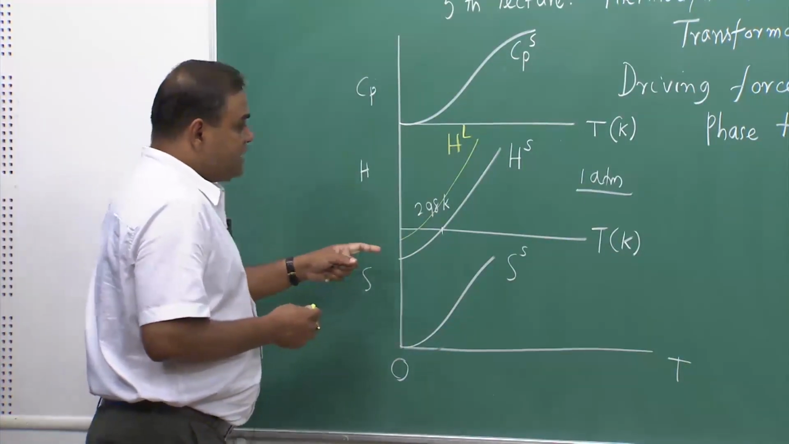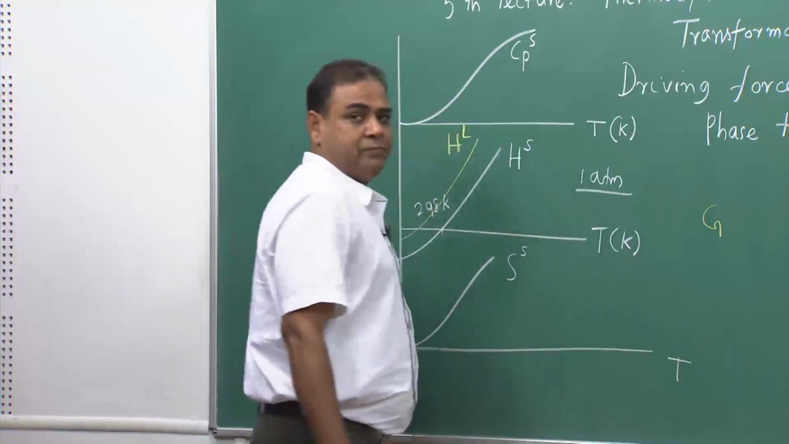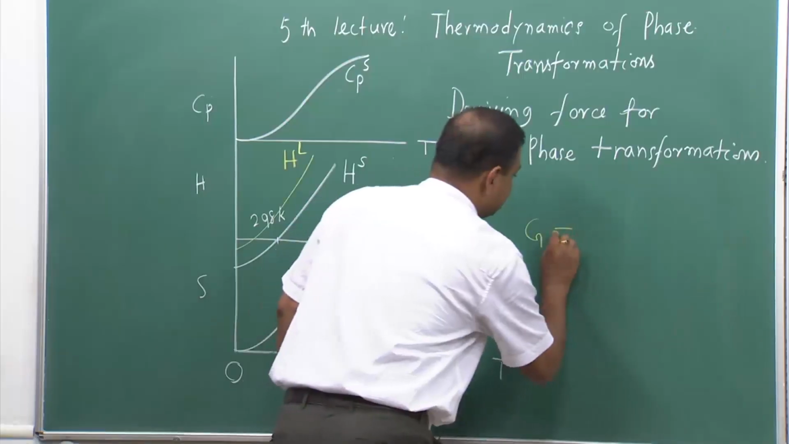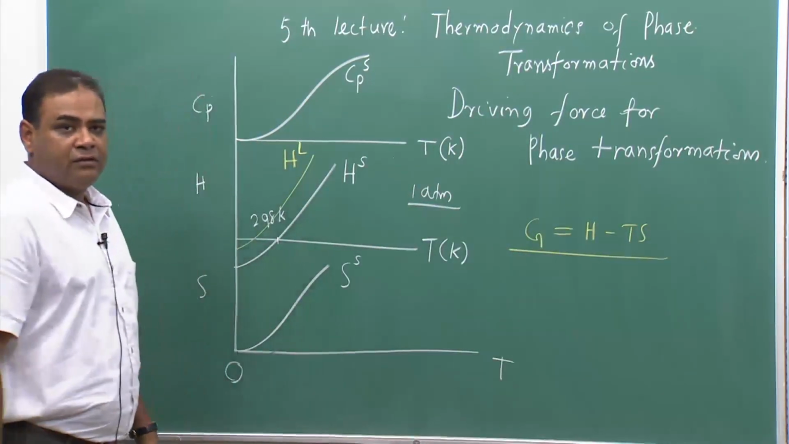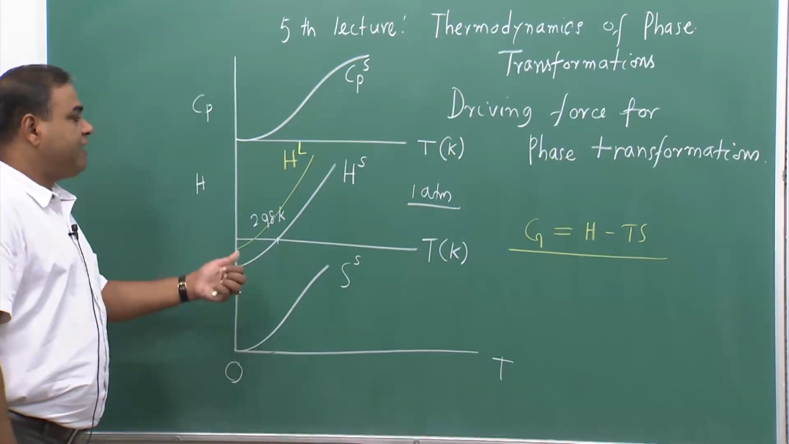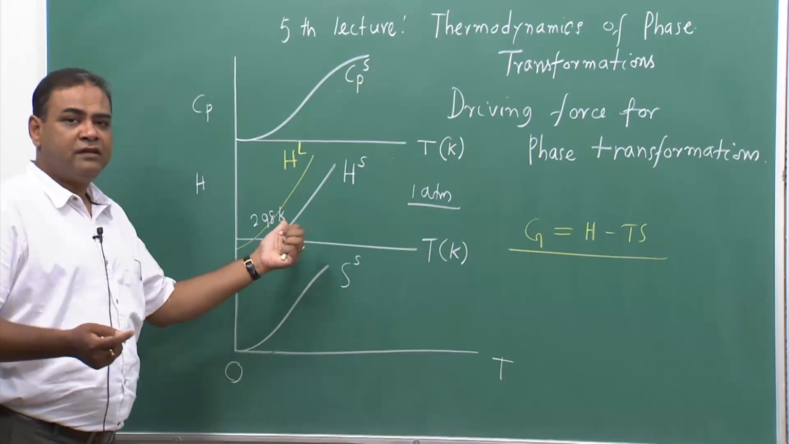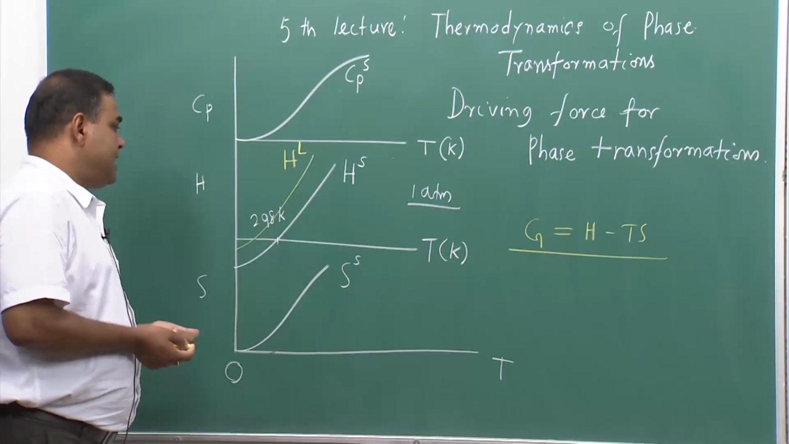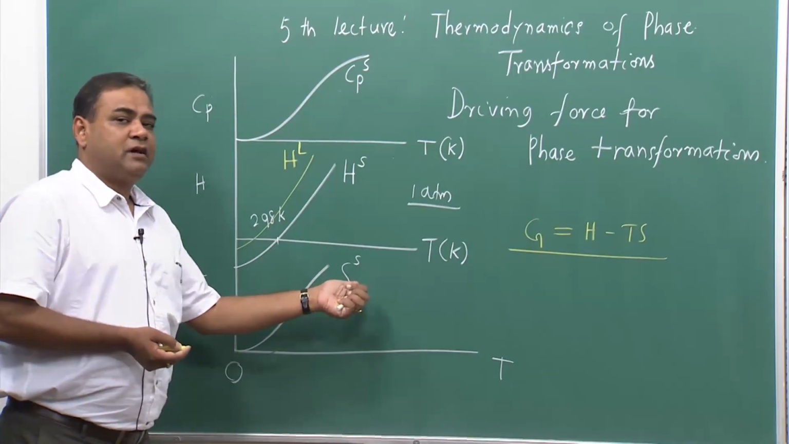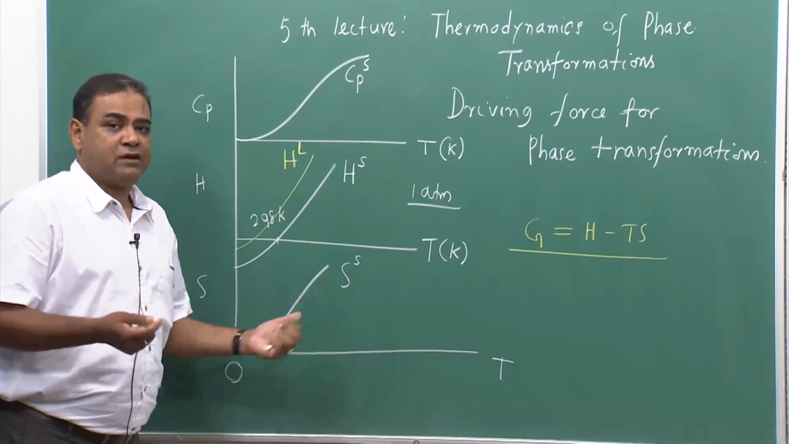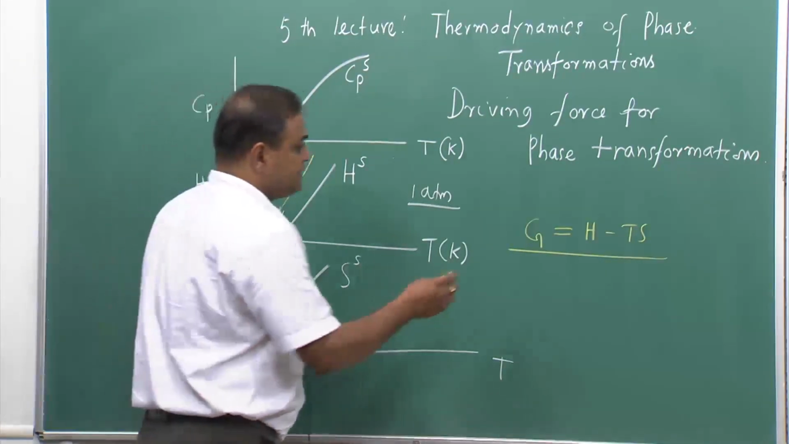Now, our primary interest is to find out G. Now, G can be related to H minus Ts. This is the relation. Now, if I find out the enthalpy of solid as well as liquid separately, and at the same time if I find out the entropy of solid and liquid separately from the Cp data, I can get these two values.